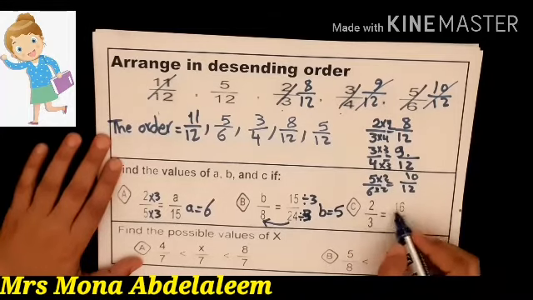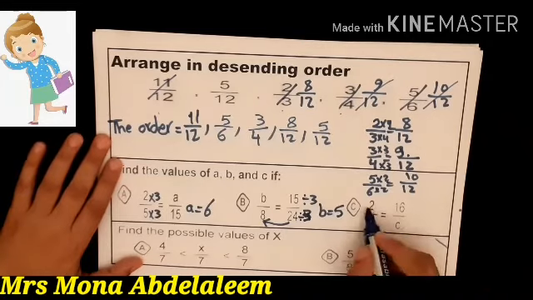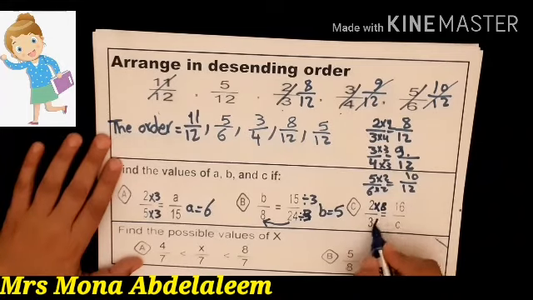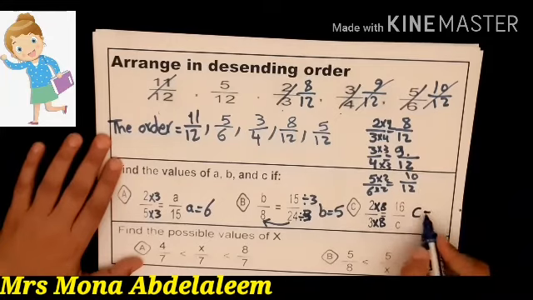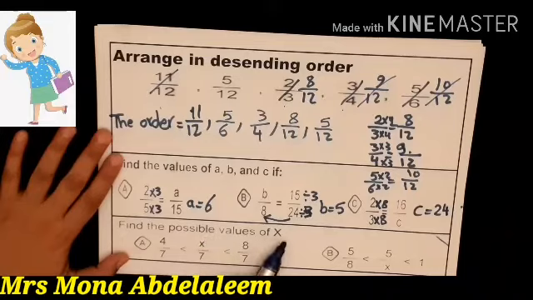2 over 3 equals 16 over C. C ده missing number وهو عايزنا نجيب. 2 becomes 16. Multiply or divide? Multiply. Becomes big. Multiply what? Multiply 8. 2 times 8 equals 16. يبقى multiply 8. 3 times 8 24. يبقى C equal 24.